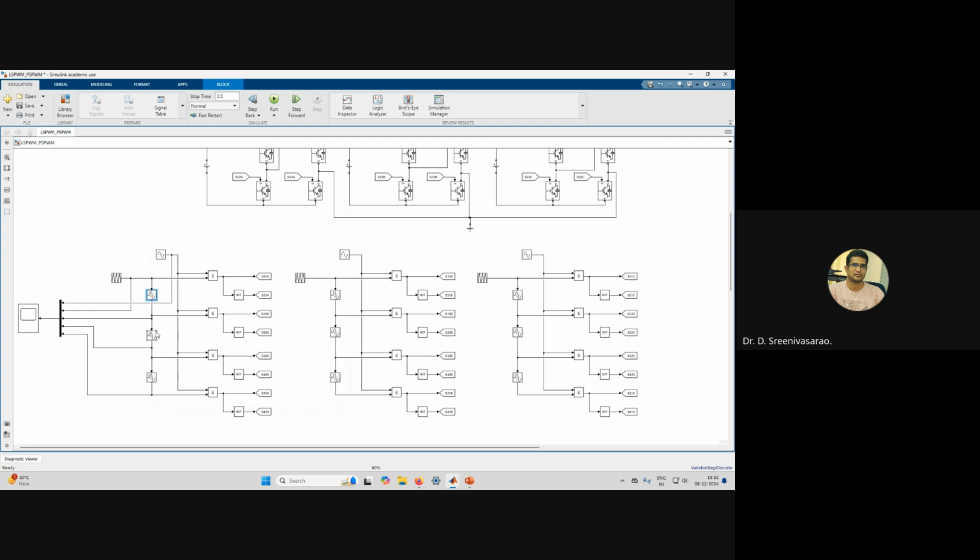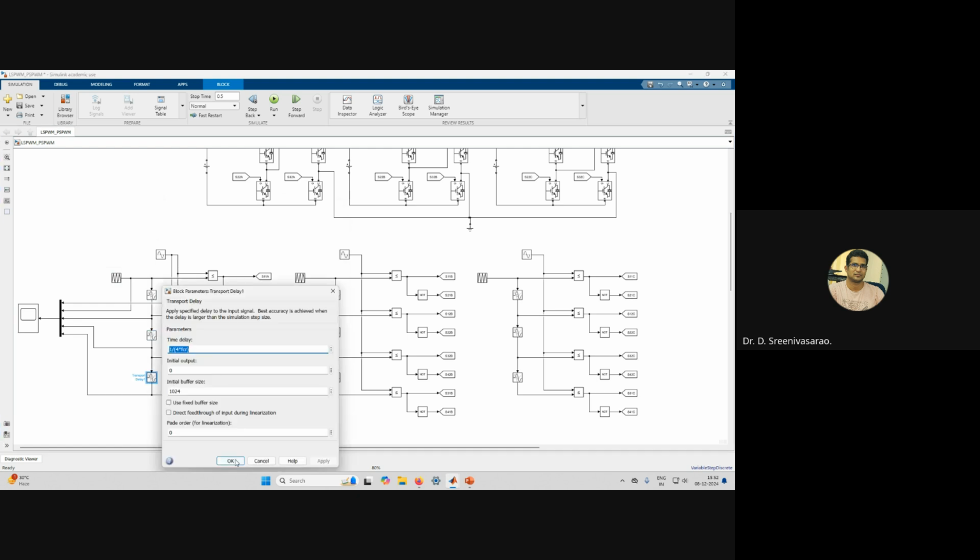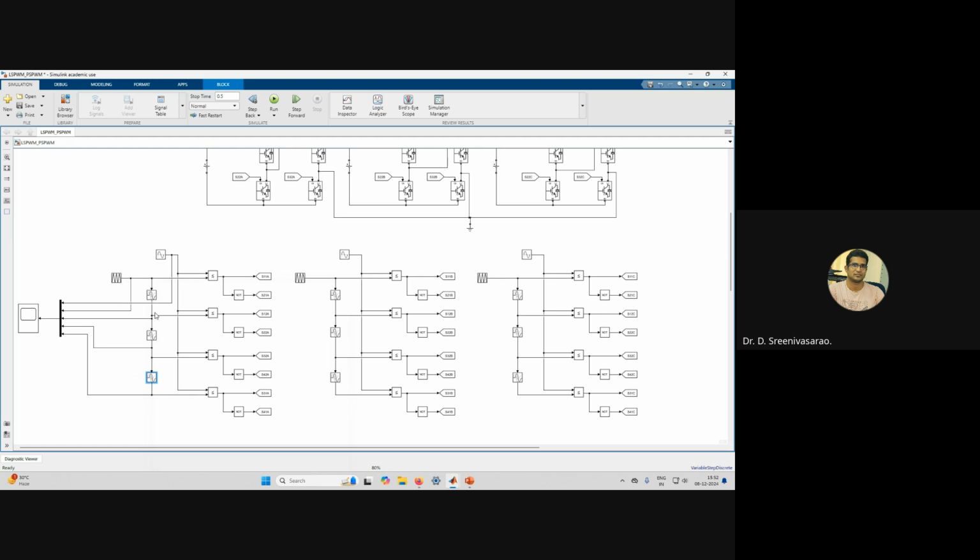Here, the third carrier is further delayed by 90 degrees. Again, for the fourth one, the third carrier is delayed by 90 degrees. That means you are getting all the four carriers. The first carrier is as it is, the second carrier is delayed by 90 degrees, the third carrier is obtained by delaying the second carrier by 90 degrees, and the fourth carrier is obtained by delaying the third carrier by 90 degrees.